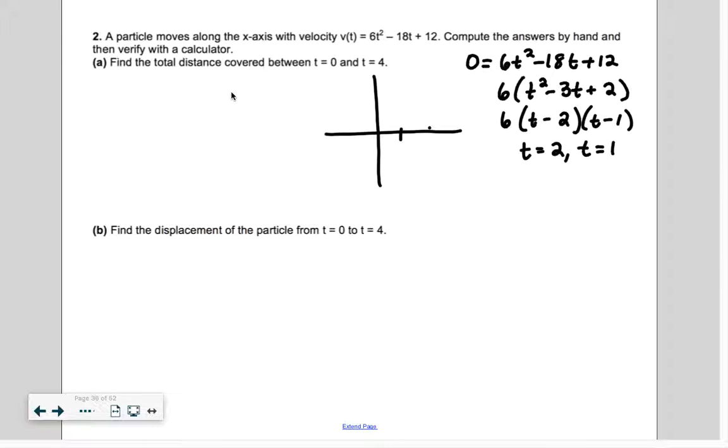So it's between 1 and 2. The y-intercept's 12 way up there. And then we have this parabola. So if we're between 0 and 4 and we were supposed to do this by hand, it gets to be a little complicated.